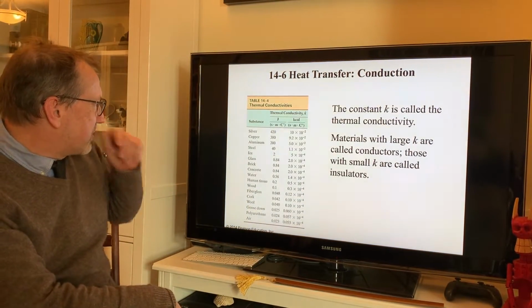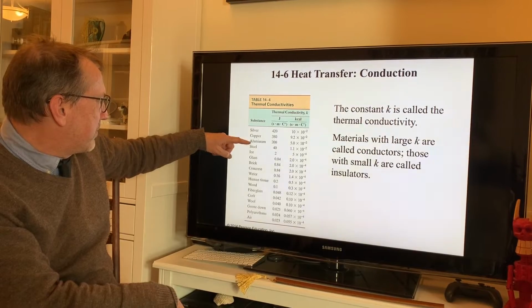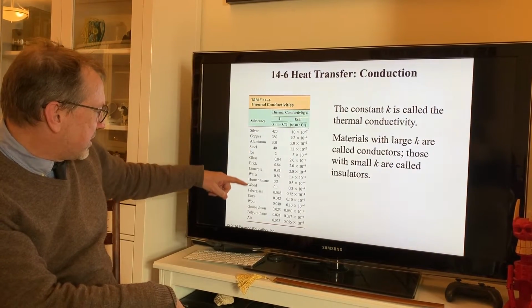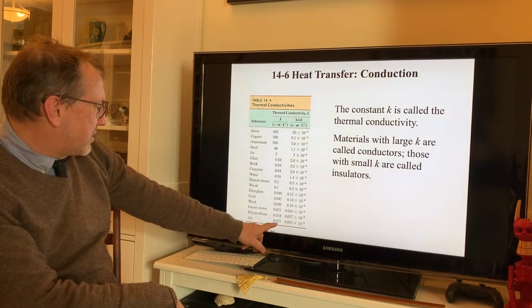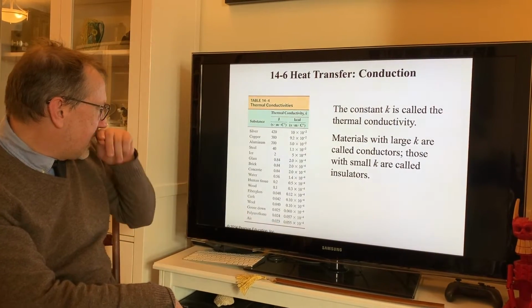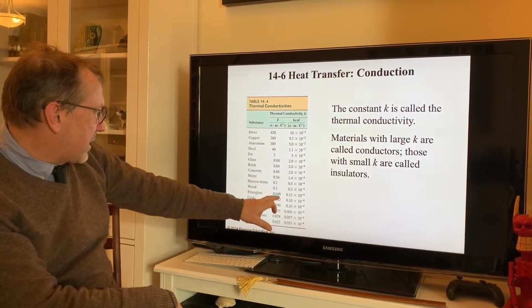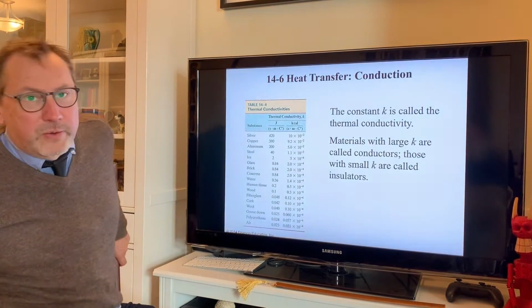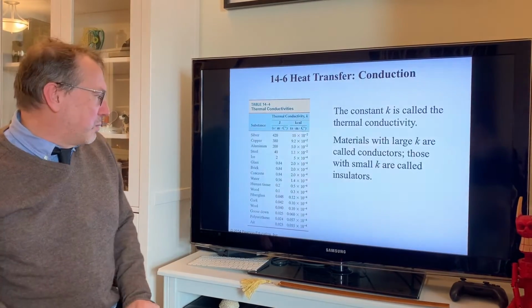Let's have a look. So we have silver, copper, aluminum. These are good conductors. And then things which are bad at conducting. Air is a terrible conductor. Fiberglass, 0.048. Fiberglass we use to insulate houses, don't we? You put fiberglass bats in the wall.